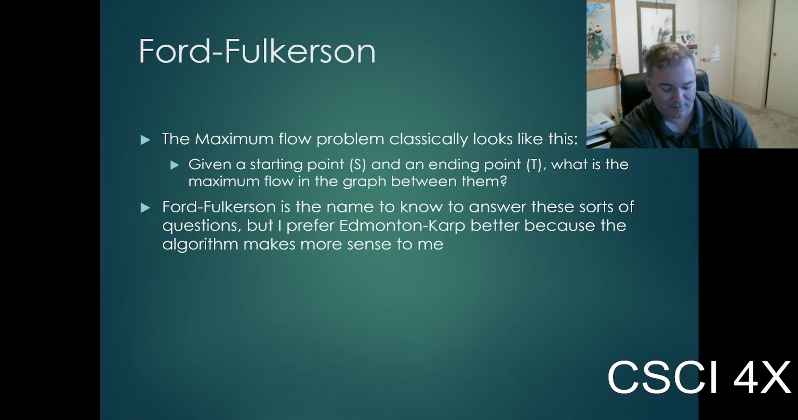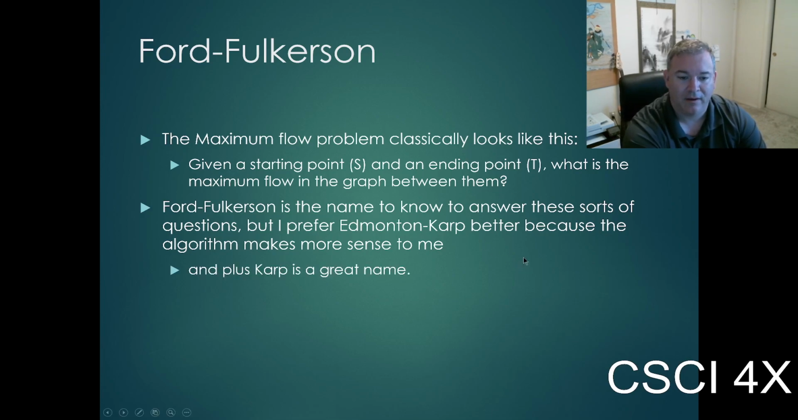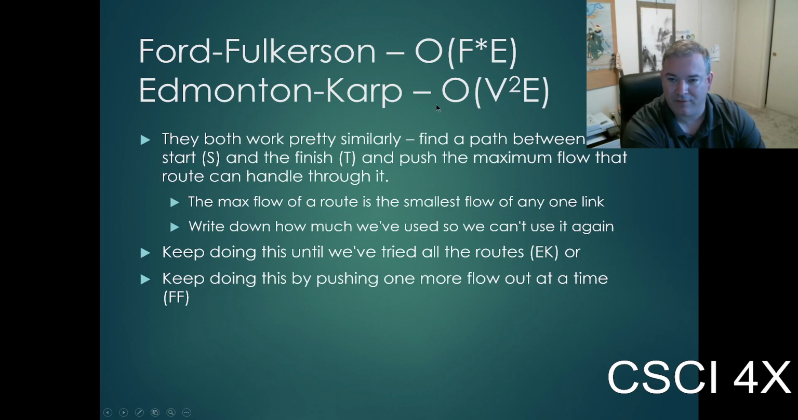Ford Fulkerson is one of the max flow algorithms, and it works like this. Given a starting point and ending point, what's the max flow between them? There's two different ones: Ford Fulkerson and Edmonds-Karp. Ford Fulkerson is interesting because the running time is proportional to the max flow, which is weird. You would think that whether the max flow is 10 or 100 or 1,000 doesn't matter, but Ford Fulkerson is actually proportional to the max flow of the graph, which is really strange.